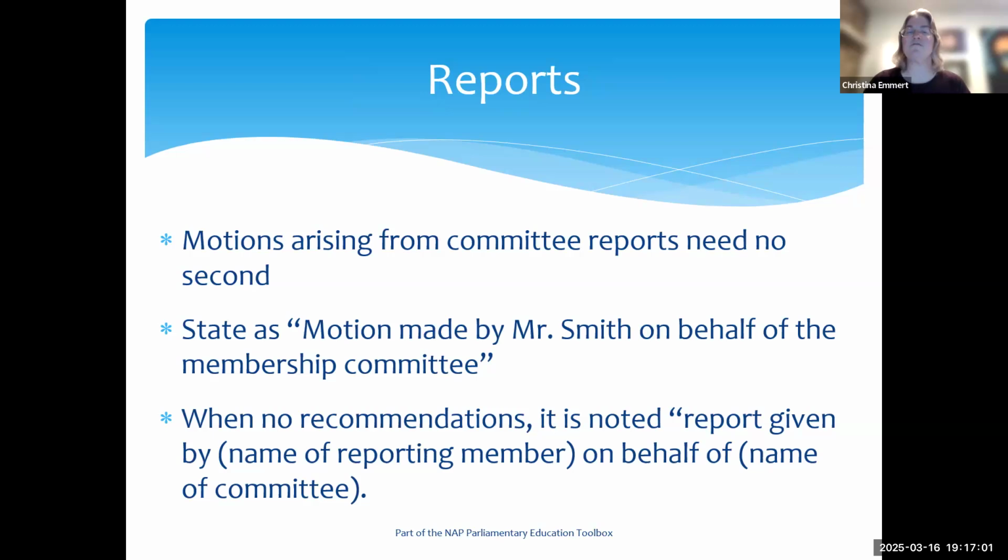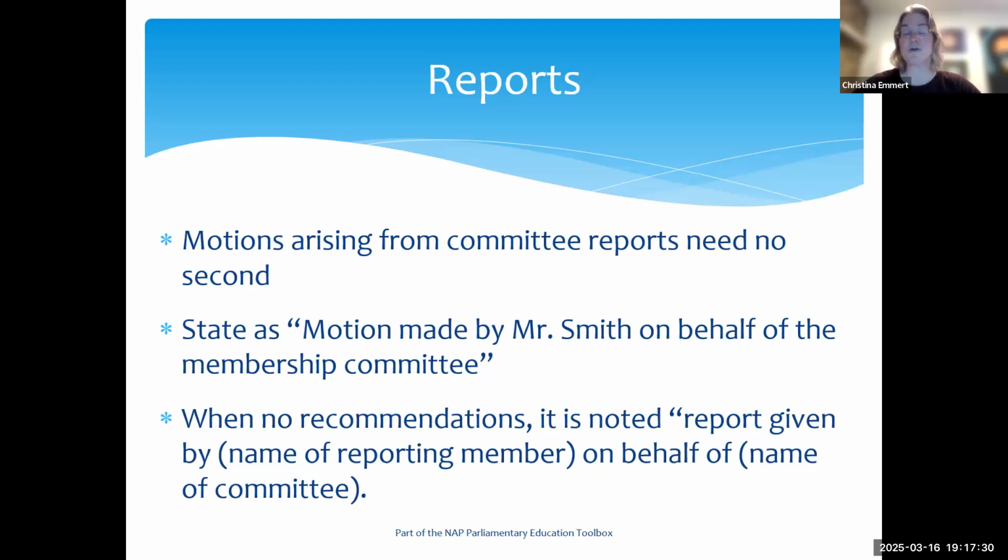Any reports that are made. So, we have officers' reports, committee reports, and such. Any motions arising from a committee report do not need a second because committees are usually more than one person. So it's at least two members making this motion that comes out of a committee report. So you would state it in your minutes: motion was made by Mr. Smith on behalf of the membership committee, and you would write what the motion was.